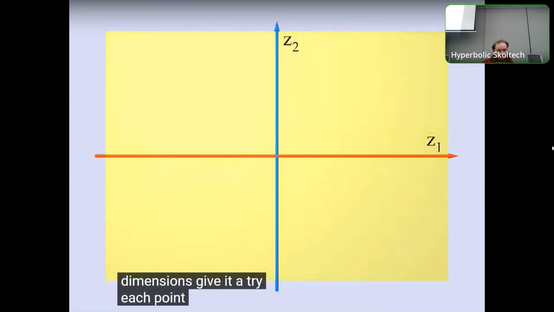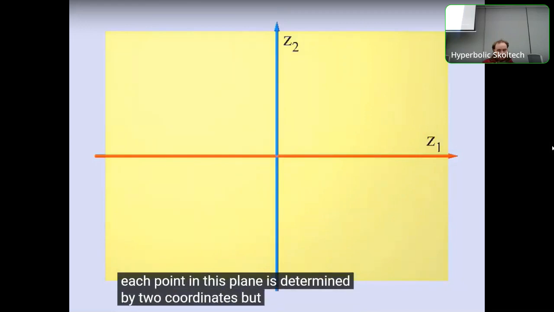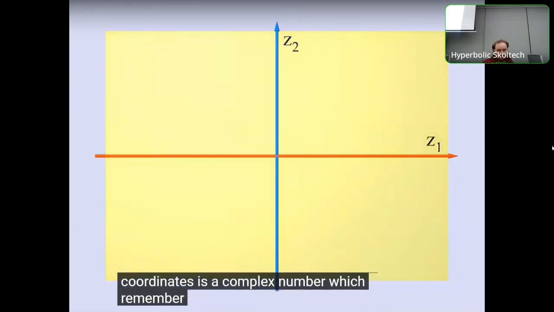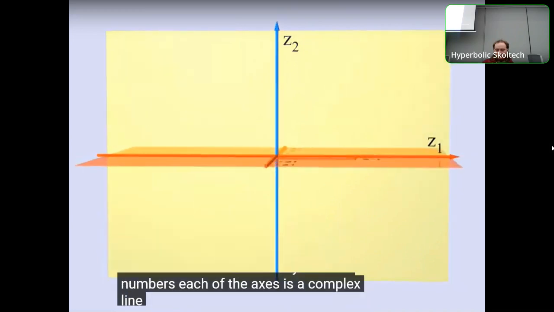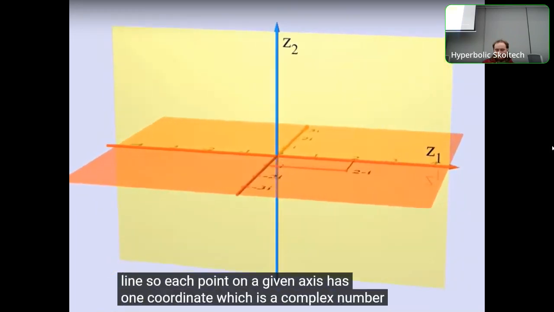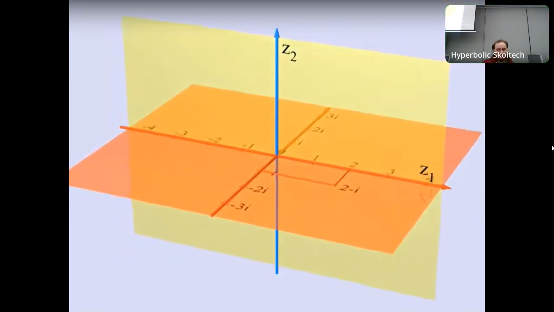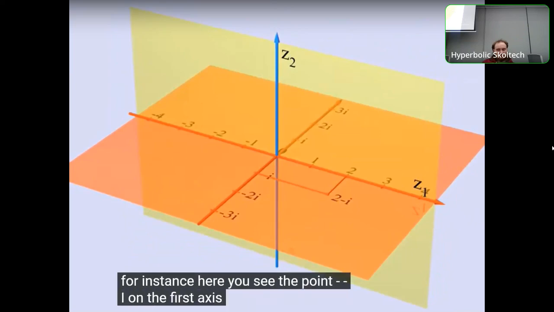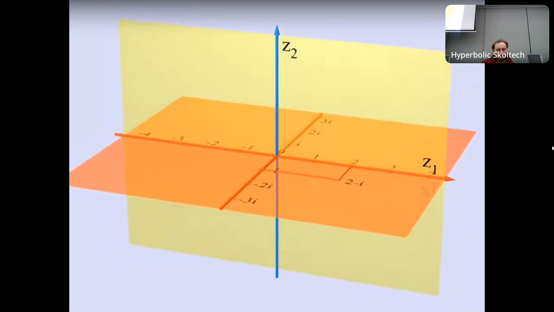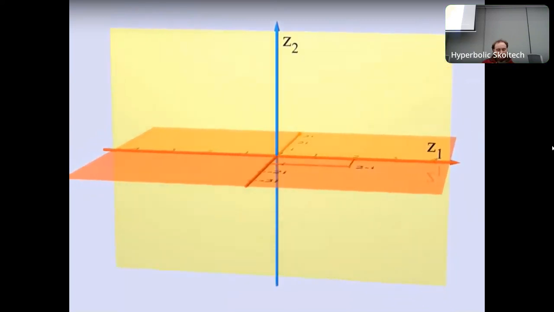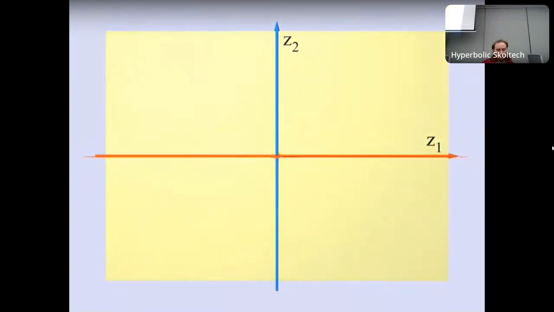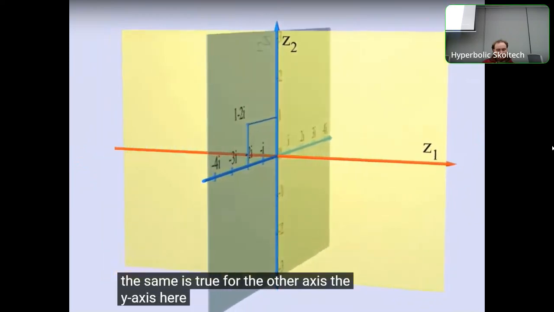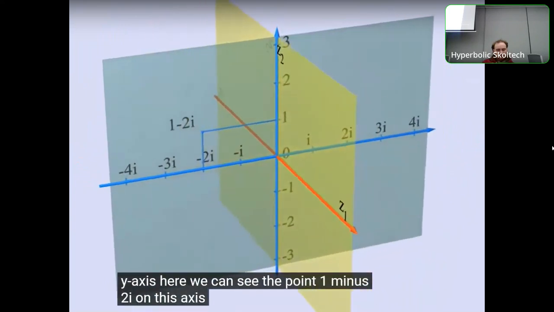Give it a try. Each point in this plane is determined by two coordinates. But each of these two coordinates is a complex number, which, remember, is itself defined by two real numbers. Each of the axes is a complex line, so each point on a given axis has one coordinate, which is a complex number. For instance, here you see the point 2 minus i on the first axis. The same is true for the other axis, the y-axis. Here we can see the point 1 minus 2i on this axis.